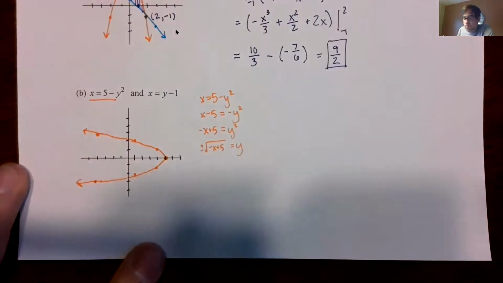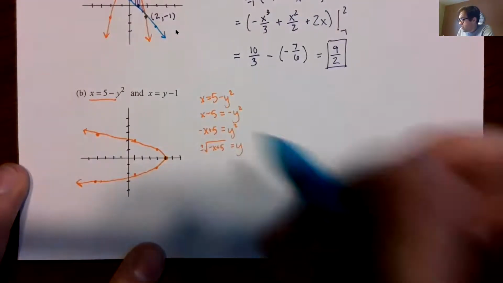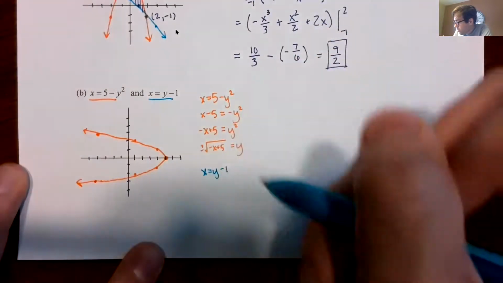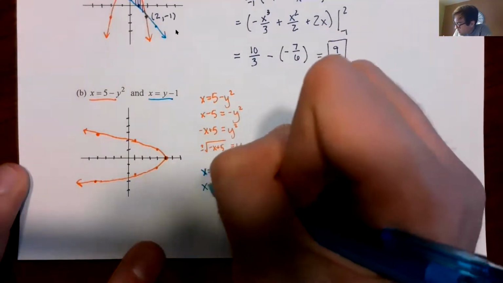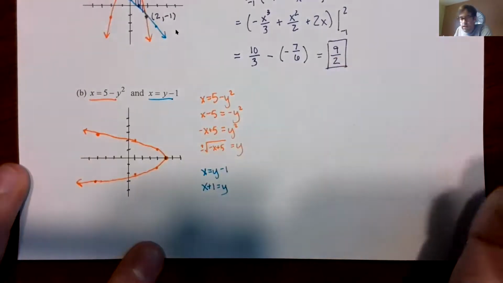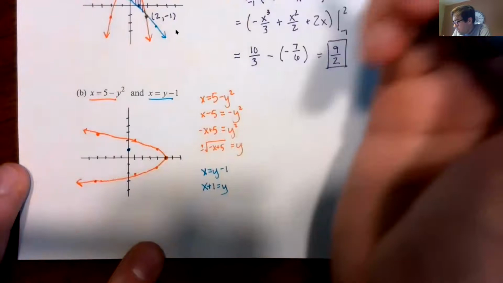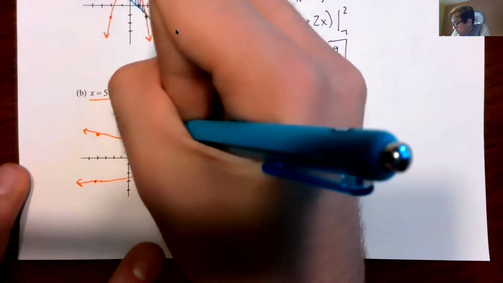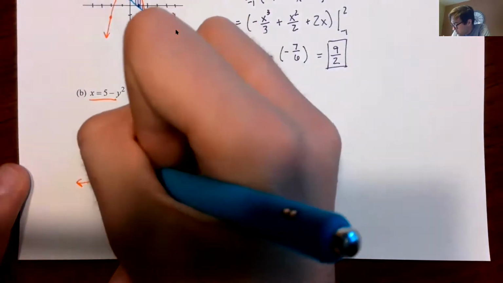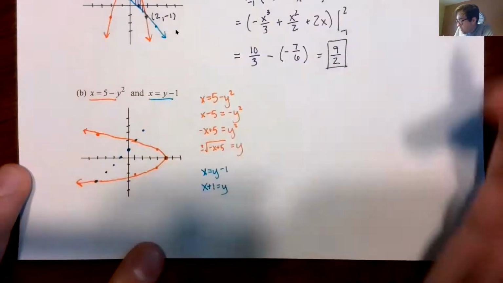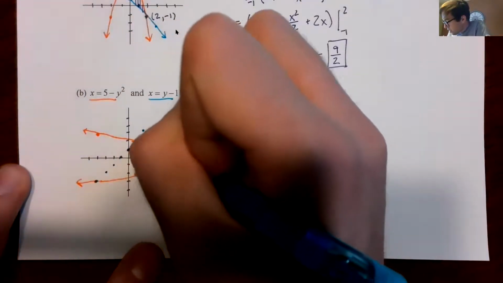So it looks like that. And then let's try this one. So we have x equals y minus 1. I add 1 to the other side, and I get x plus 1 equals y. So that's a pretty simple line. It has a y-intercept of 1 and a slope of 1. So we can go like this, and connect the dots.